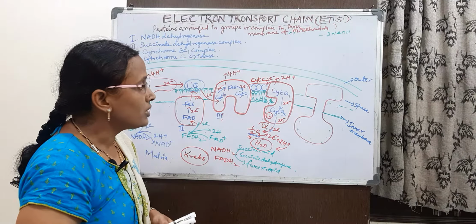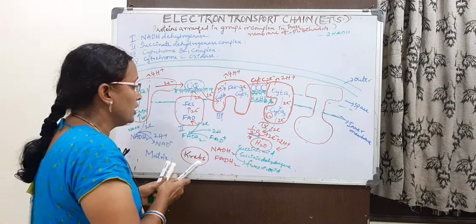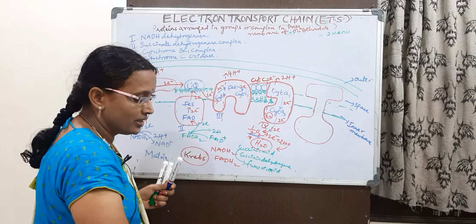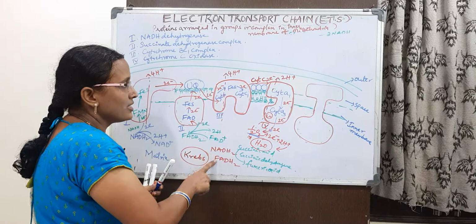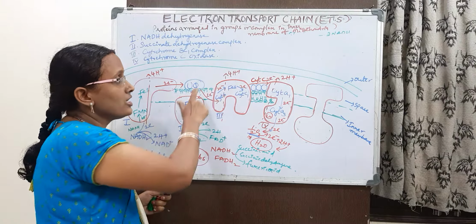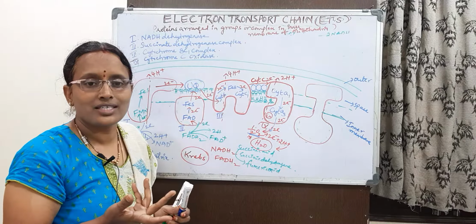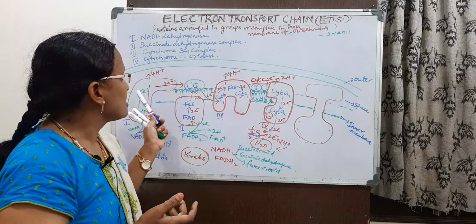So after this, what happens? The proton gradient is decreased in the matrix, where the Krebs cycle occurs, and in the intermembrane space the proton gradient is increased. So what is resulting?